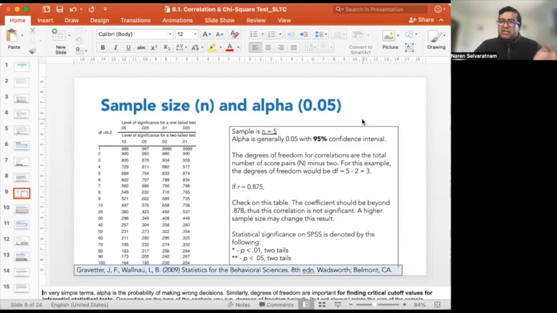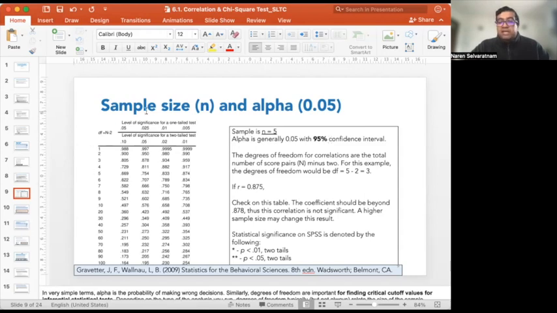In psychological research, we usually specify it as 0.05. But I read somewhere that in fields like engineering, where you do engine making and stuff like that, you go for 0.01 because you can't have this much chance of error. So sample size n is equal to 5, alpha is 0.05, with a confidence interval of 95%.